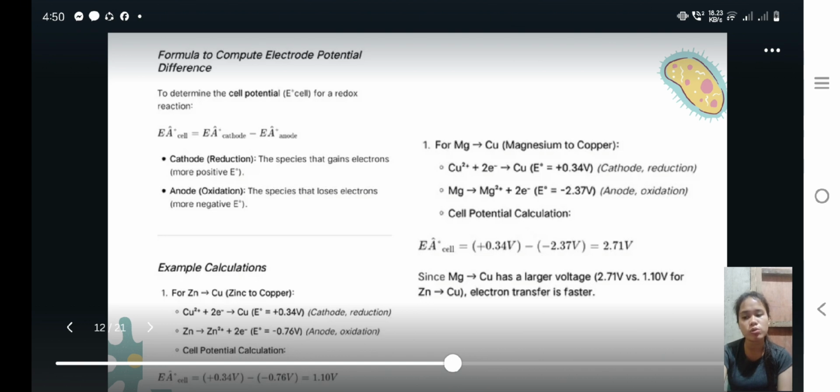So since magnesium to copper has a larger voltage, 2.71 versus 1.10 volts for zinc to copper, electron transfer is faster. Kaya pala mas faster yung transfer ng magnesium to copper is because it has a higher voltage than zinc to copper. That's it. It's so simple.